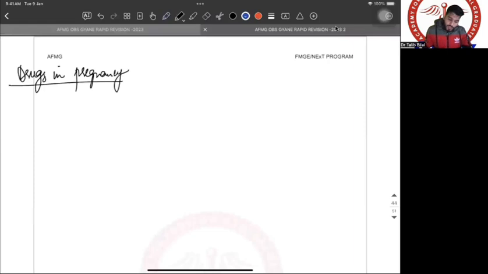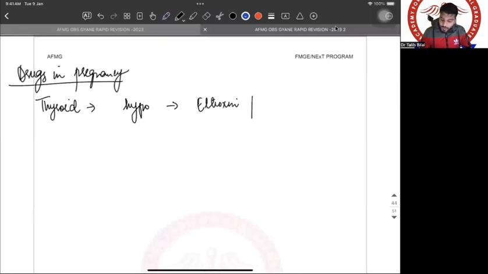Okay. If we talk about, first of all, my dear students, thyroid. For hypothyroidism in pregnancy, we give L-thyroxine or levothyroxine. For hyperthyroidism, what do I mean by hyper, guys? Decreased TSH. There is a negative.